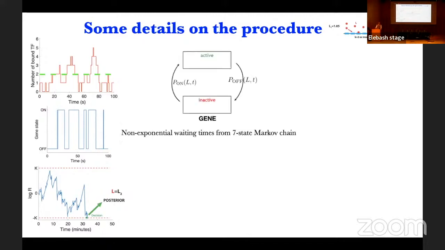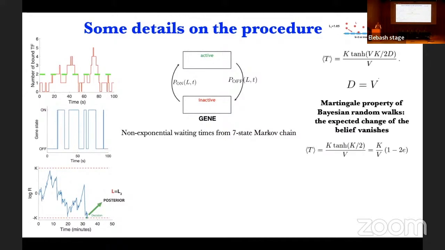Out of all this, you can calculate the distribution of the times that the promoter is on, the time that the promoter is off. These are non-exponential waiting times out of this 7 state Markov chain. And now what you do is that you calculate the first exit time to the upper boundary or the lower boundary, which is given by the expression that I was mentioning before.